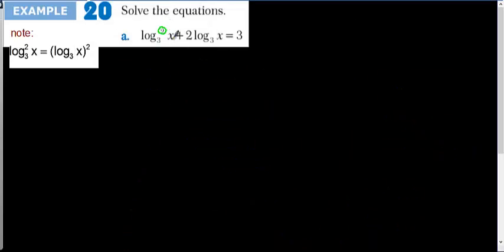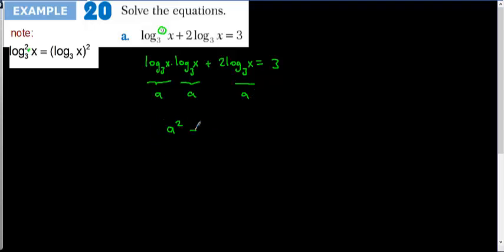This is new for us. This square term means, here it is written, logarithm base 3 of x, in brackets, squared. So this is equal to logarithm base 3 of x times logarithm base 3 of x, plus 2 times logarithm base 3 of x, is equal to 3. If this is equal to a, this is also a, and this is also a, then a squared plus 2a is equal to 3, so a squared plus 2a minus 3 is equal to 0.